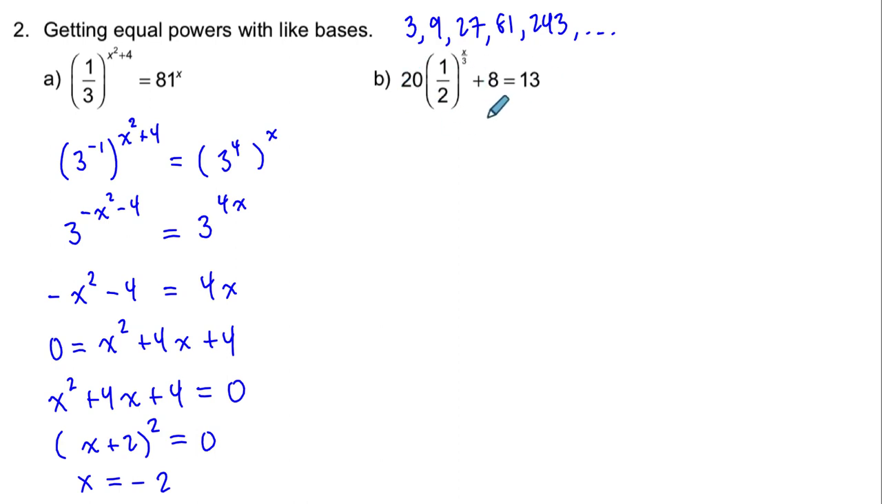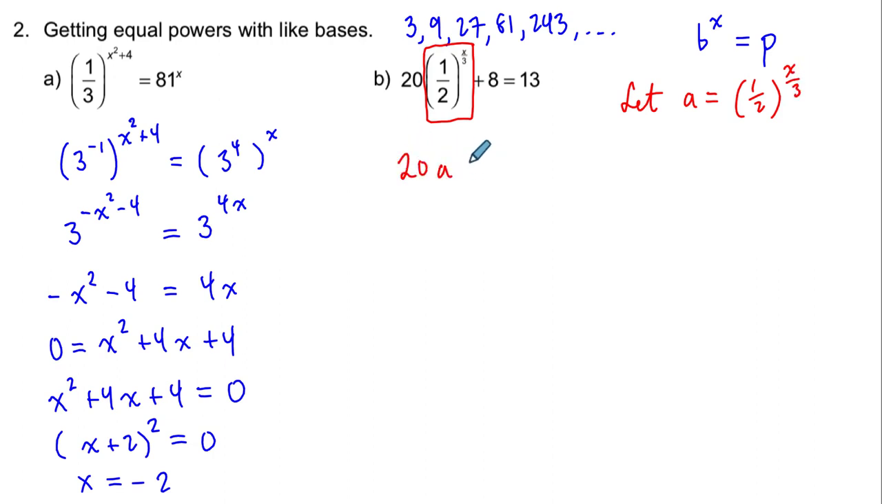You might want to pause the video at this point and try the next question on your own. But to do that, we first need to get a simple exponential form, and by that I mean a single base to an exponent equals a power. One strategy you might find useful is to take the term of the equation that involves a variable and let that be some completely different variable, like a. If I let a equal 1/2 to the exponent of x over 3, then rewriting the equation, I get 20a plus 8 equal to 13. This is a linear equation in a because a is raised to the exponent of 1, and I can easily solve this equation for a.